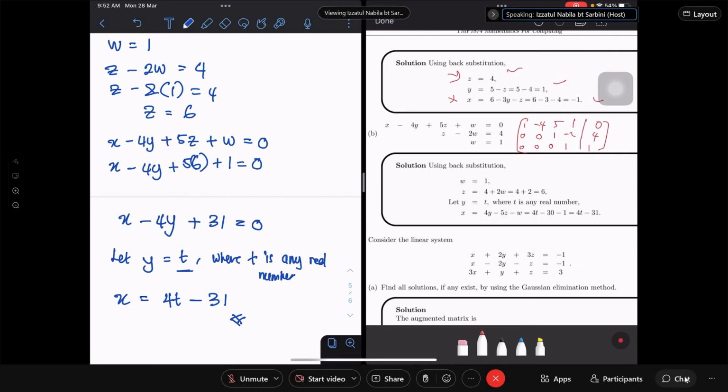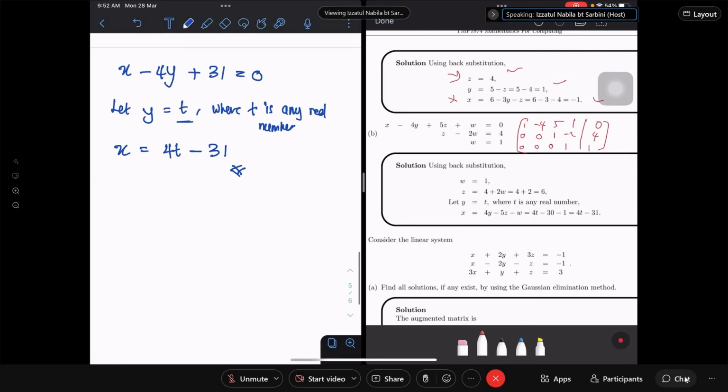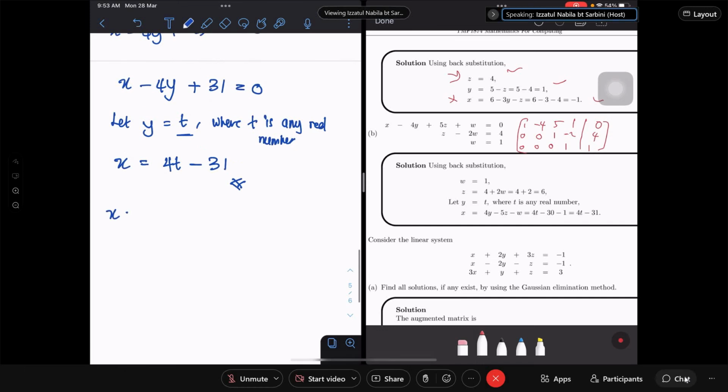Y equals t. So you're going to write your solution. X is equal to 4t minus 31. Y is equal to t. Z is equal to, what is that just now? 6, and W is equal to 1. So this will be your solution. This will be how you write your solution.